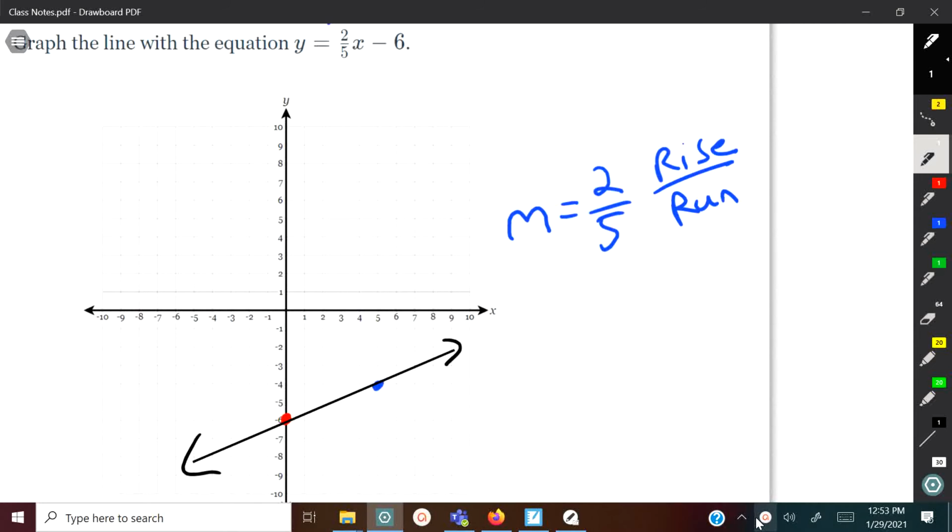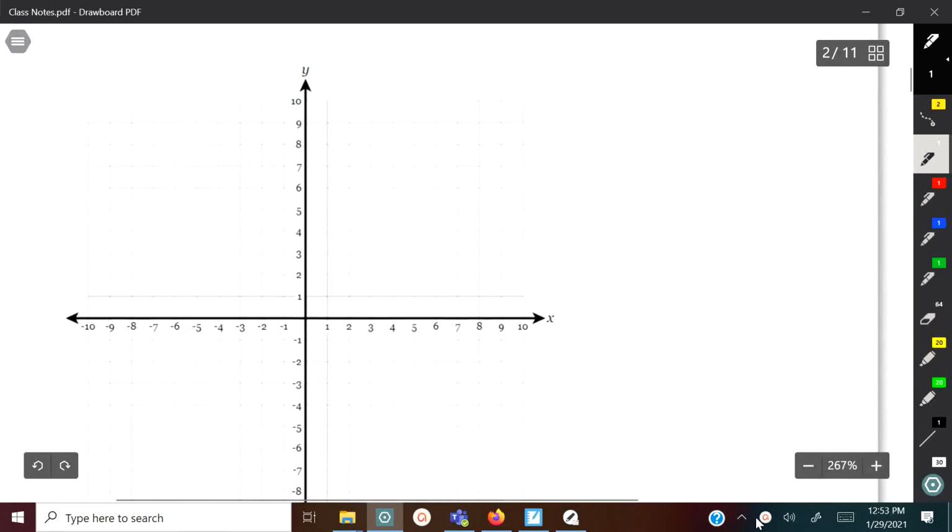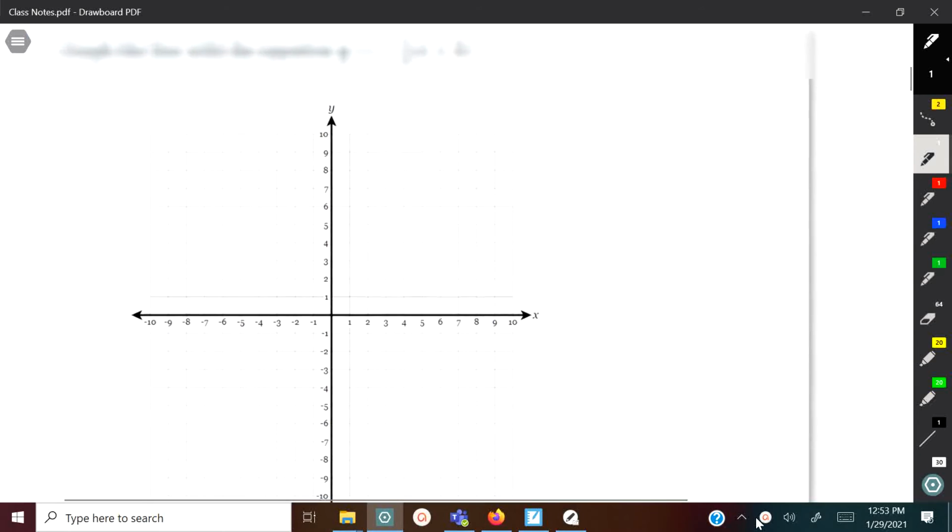Alright, let's take a look at another example. Here we want to graph the line with the equation y is equal to -1 over 2x plus 4. Okay, if you want to pause the video here, you can to see if you can get it on your own. Keep in mind that the slope is negative.